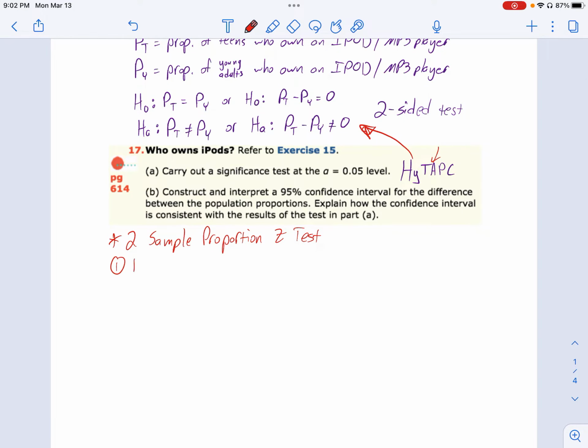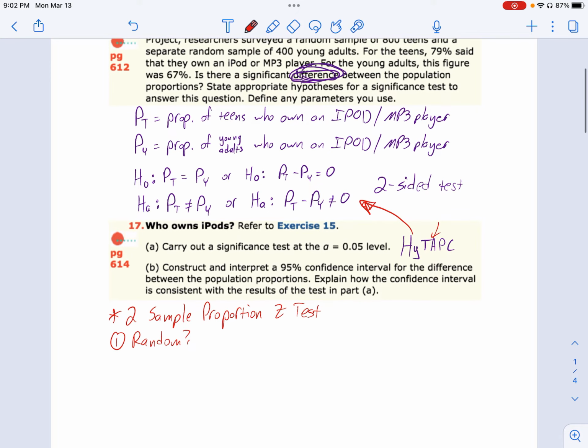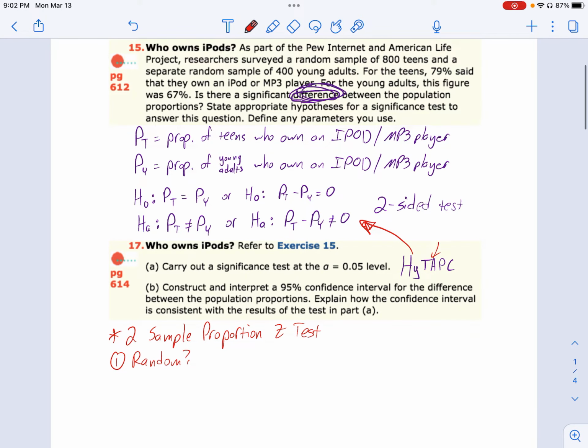So number 1, was it random? I'm pretty sure it's set up here in the directions. A random sample and a random sample, so you could just say that it was stated. Number 2, is it approximately normal? Do we have 10 successes and failures in each group?